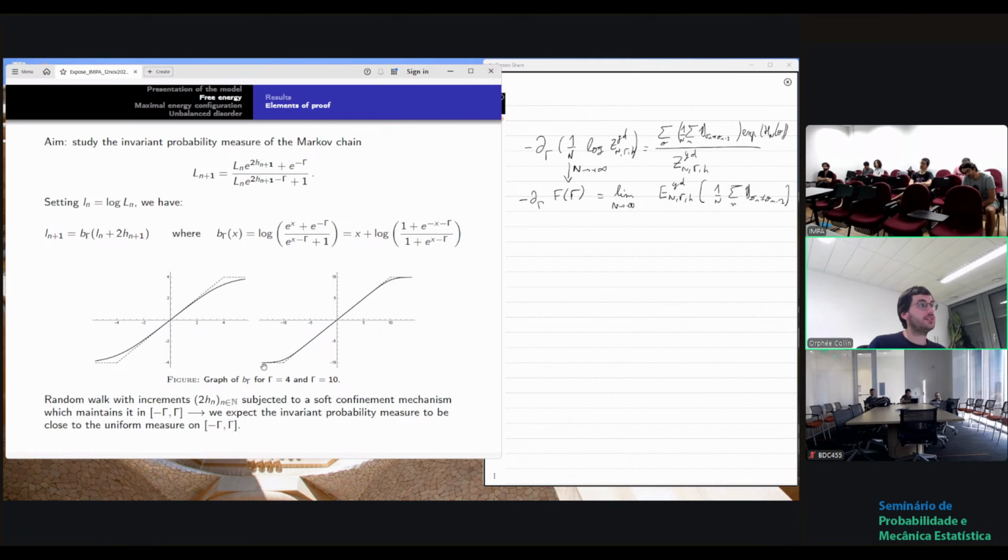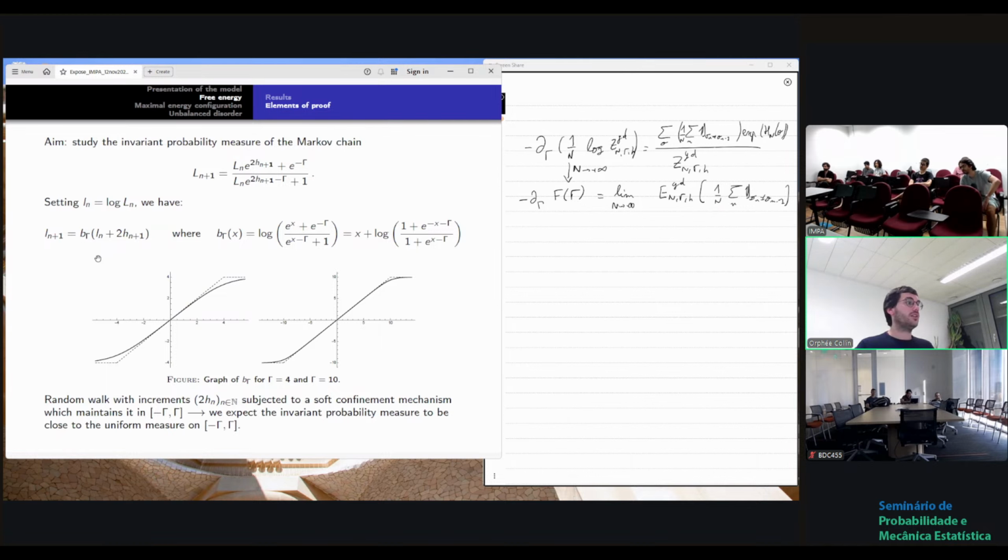So this function is very close to the identity when it's between minus gamma and gamma, and not too close to them. Below minus gamma, it's going to take you back to minus gamma, and above, it's going to take you back to gamma. So if you look at this, you can understand this as a random walk L_n with increments 2h_n, but subjected to a confinement mechanism through the function b_gamma.